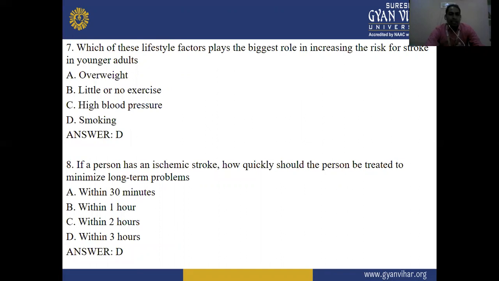If a person has an ischemic stroke, how quickly should the person be treated to minimize long-term problems? Option A is within 30 minutes, option B within 1 hour, option C within 2 hours, and option D within 3 hours. The right answer is D, within 3 hours.